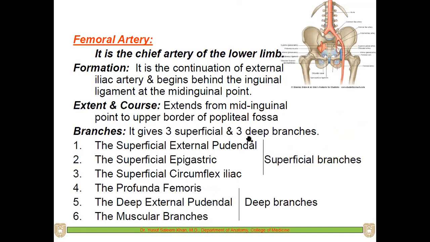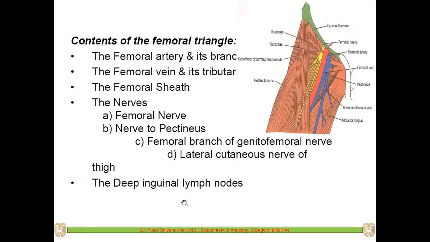Three superficial and three deep branches. Superficial branches will be the superficial external pudendal, superficial epigastric, as well as the superficial circumflex iliac artery. Then the deep branches will be one of the very important arteries, the profunda femoris artery, along with that, the deep external pudendal as well as the muscular branches. Okay.